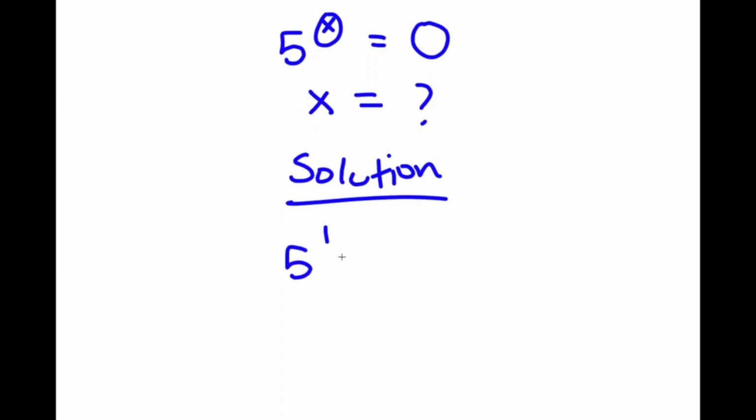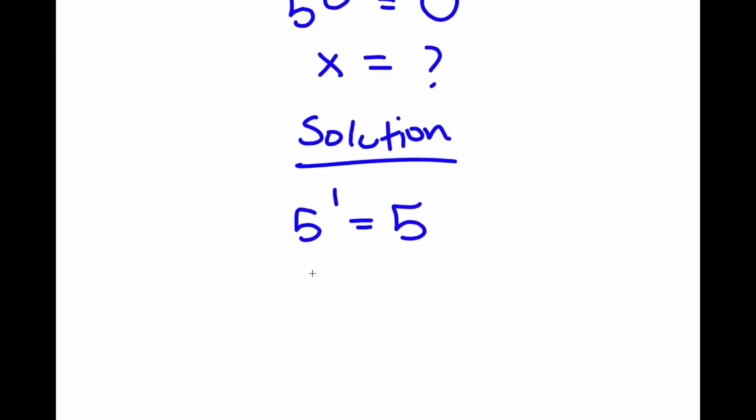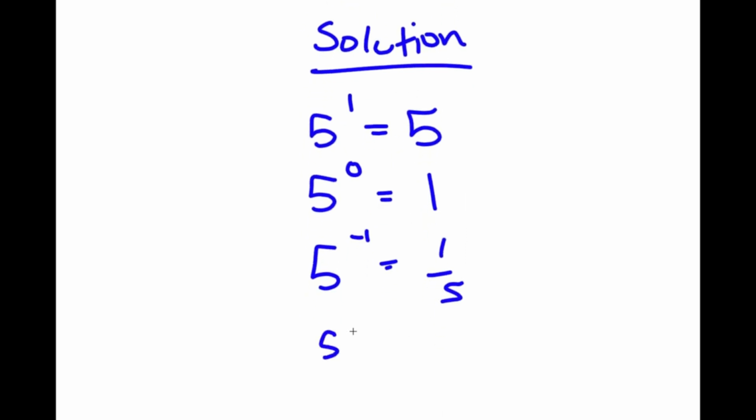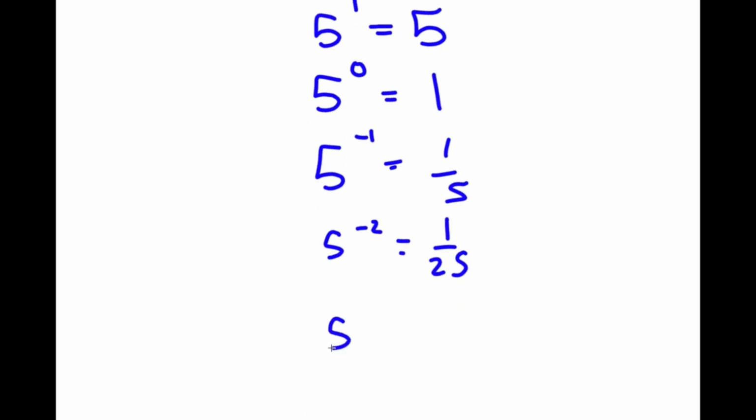So if I have 5 to the power of 1, for example, this is equal to 5, right? If I have 5 to the power of 0, well, any number to the power of 0 is 1. If I have 5 to the power of negative 1, this is going to be 1/5. If I have 5 to the power of negative 2, this is going to be 1 over 25. Let's say I have 5 to the power of negative 10. This is going to be 1 over 5 to the power of 10.